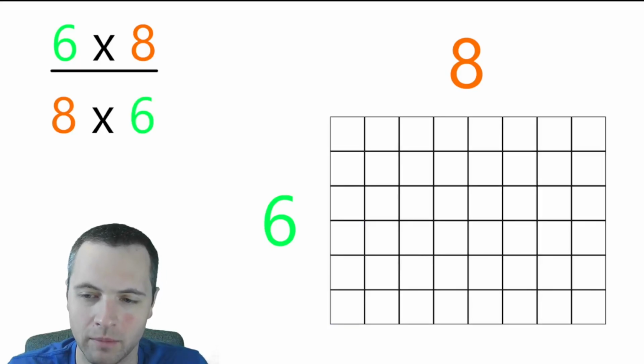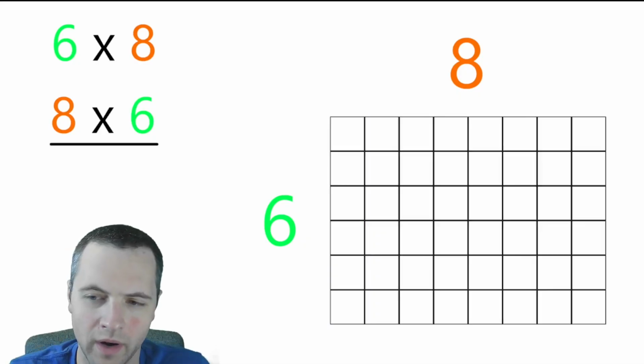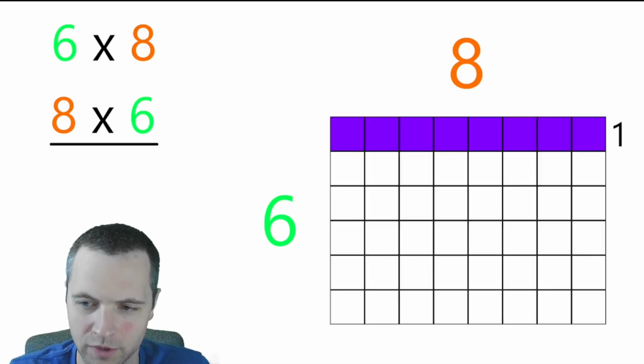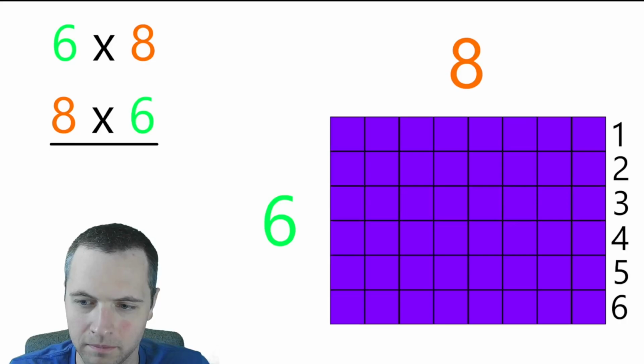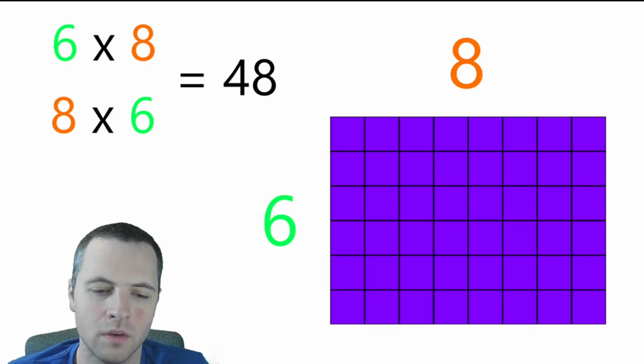6 times 8 means our blocks are in groups of 6 and there's 8 of them. Whereas 8 times 6 means our blocks are in groups of 8 and there's 6 of them. However, it's the same grid. They both equal 48. When you multiply 2 numbers together, it will always create this grid where they become interlocked as 2 parts of the same whole.